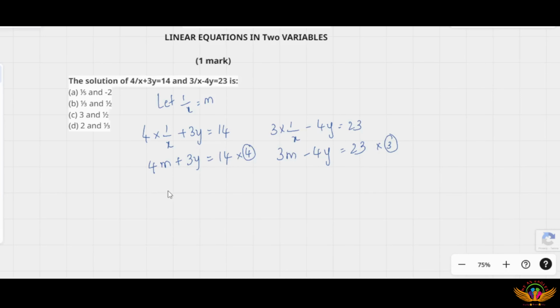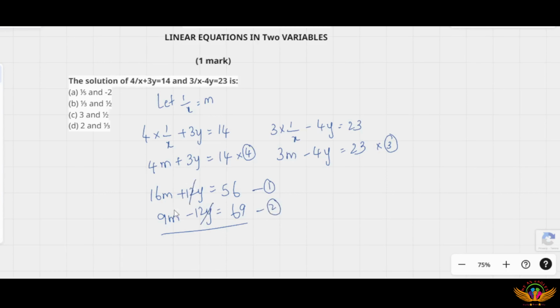So when you multiply with 4, it becomes 16m plus 12y is equal to 56. This is my first equation. And when you multiply 3 with the second equation, it will be 9m minus 12y is equal to 3 3s are 9, 3 23s are 69. This is my second equation.